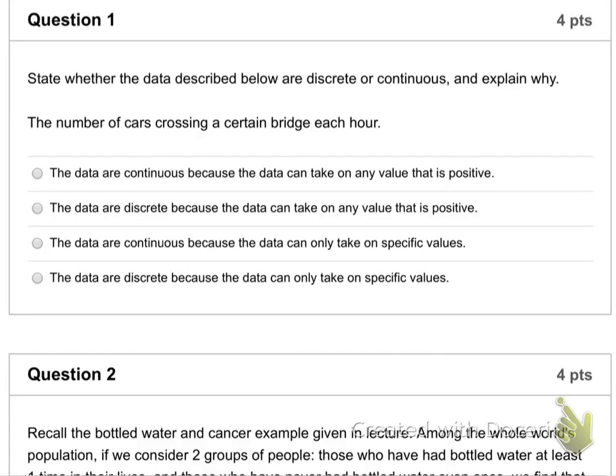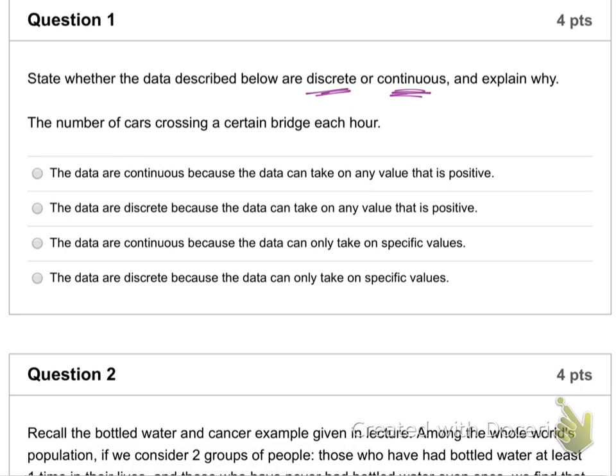Question number one. So this is chapter 1 and 2 in that little chapter 12 thing we did. State whether the data described below are discrete or continuous, and explain why. The number of cars crossing a certain bridge each hour.